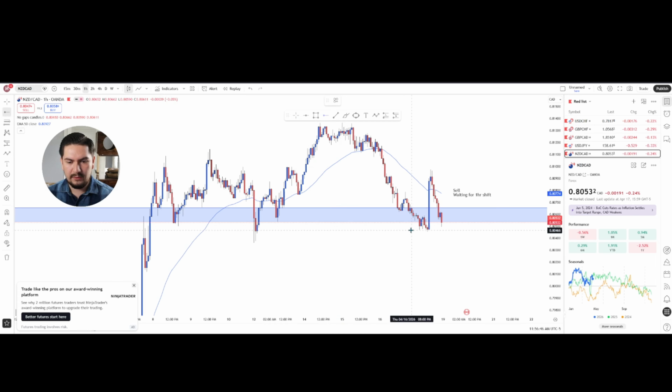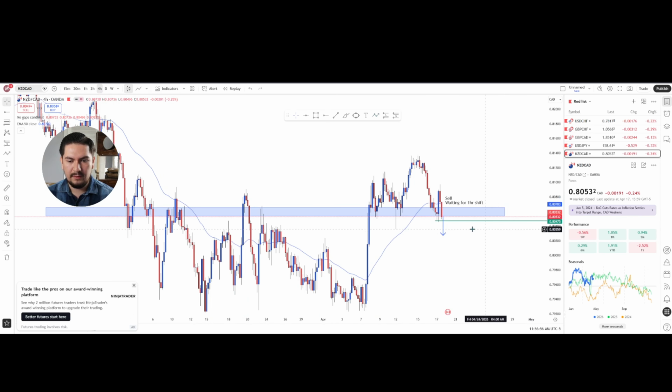So I'm waiting for this 1 hour to shift under this area here. Shift under. And once that shifts, then we'll have a further push down on the 4 hour. And then from there, we'll just wait for a retest to then sell. So that's why it's important to wait and have patience, because if all of that doesn't happen, then I'm not interested in taking the trade.